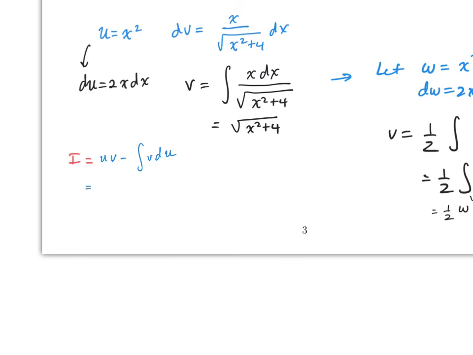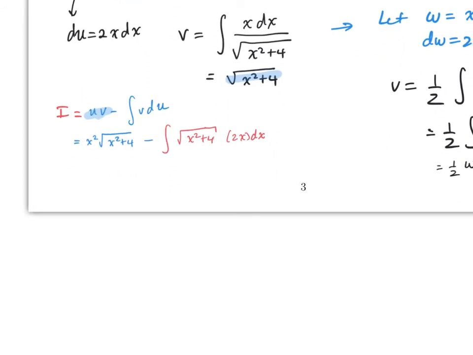U and b is going to be x squared times the square root of x squared plus 4. So that's the u and b. And then minus b, which we said was this, du, which is the 2x dx. And this part is done.